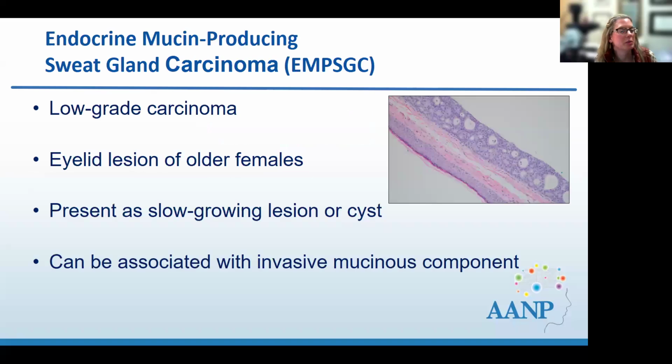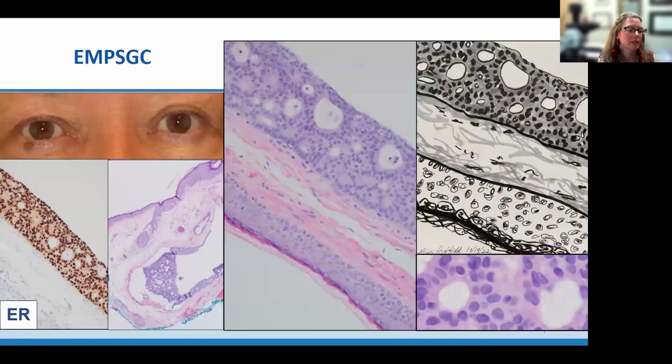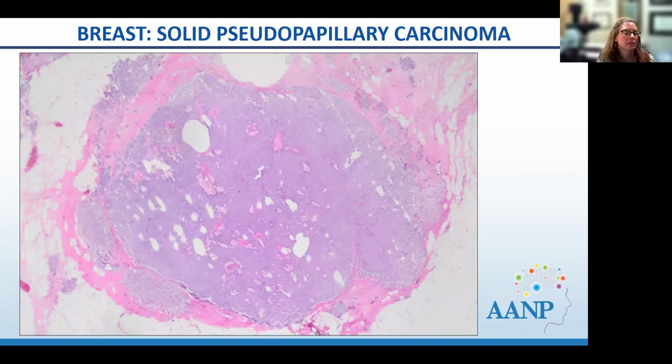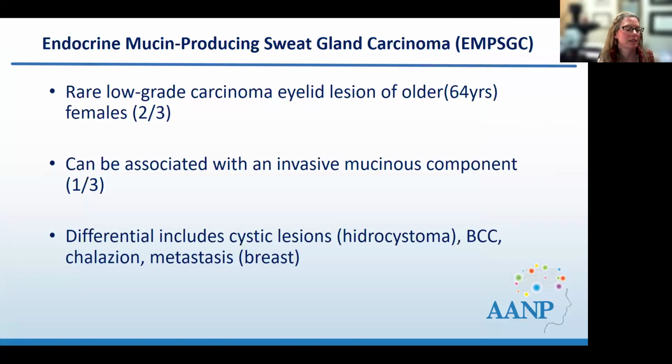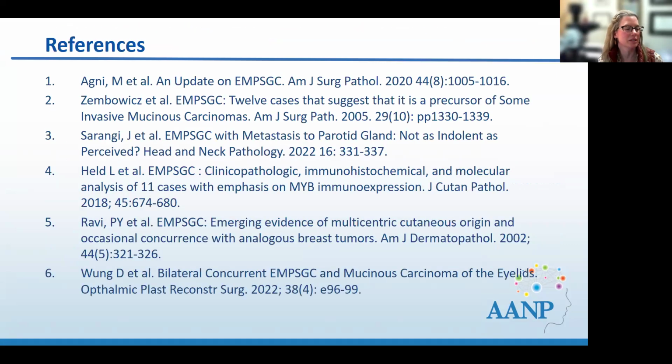And so this is endocrine mucin-producing sweat gland carcinoma. And so the thing you need to worry about here is it can have an invasive mucinous component. It's the eyelid of older females. We already went through the differential, but the thing that you need to rule out is metastatic breast. So these patients need to be followed carefully. There's our summary slide. And you need to look for systemically a breast carcinoma. And solid pseudopapillary carcinoma has the most similar staining pattern and look as the endocrine mucin-producing sweat gland carcinoma. All right. That is our summary slide. And then you all can look over this for more information on that one. And I include a lot of references on that.